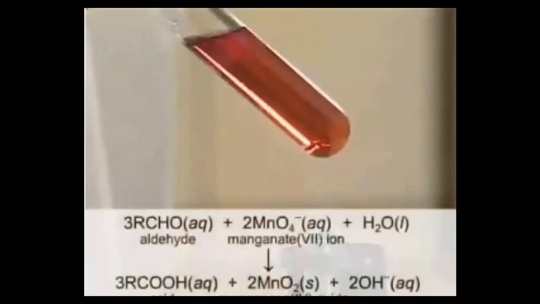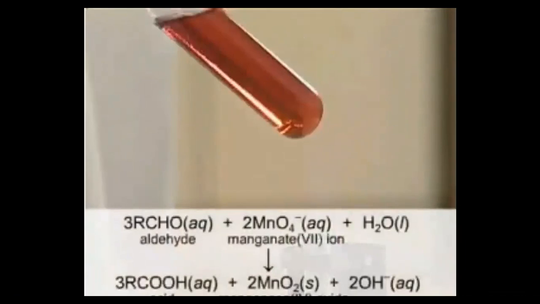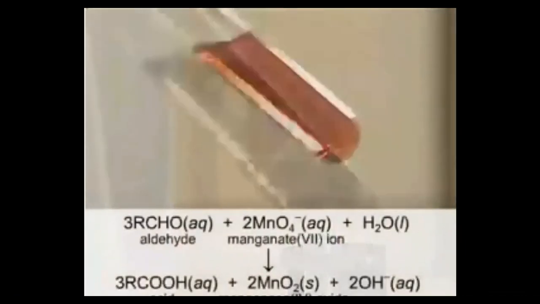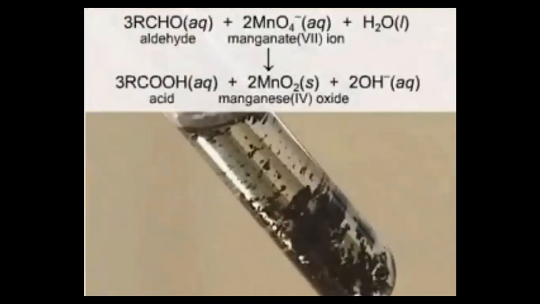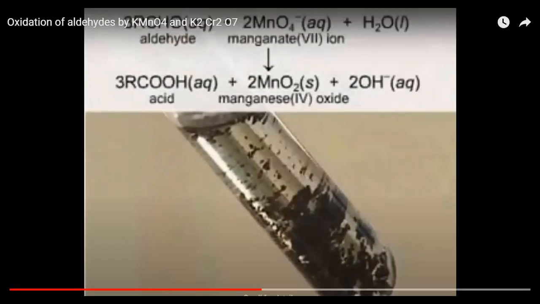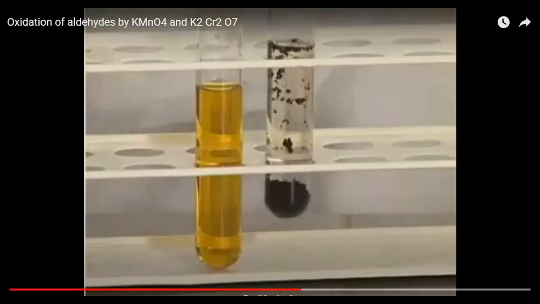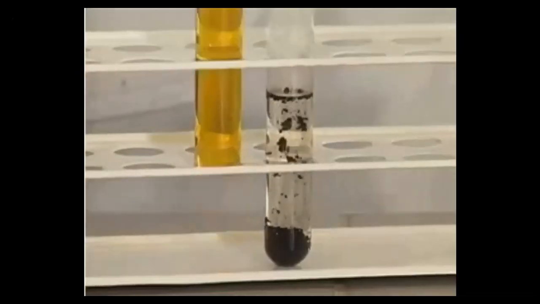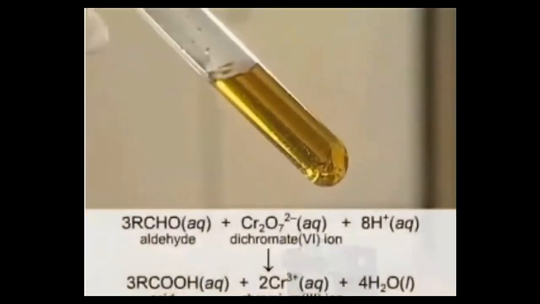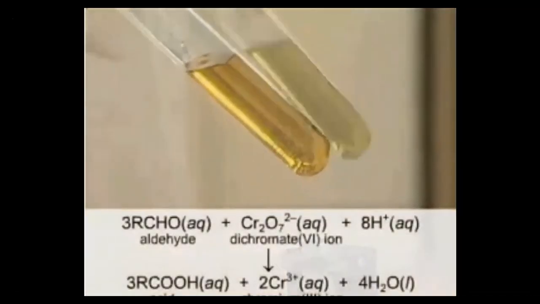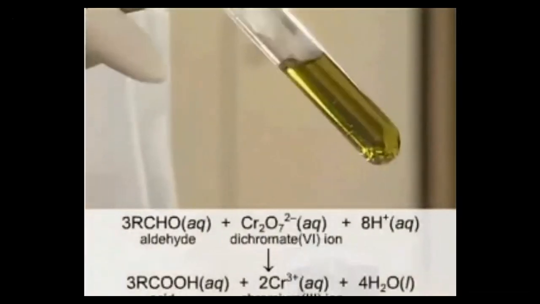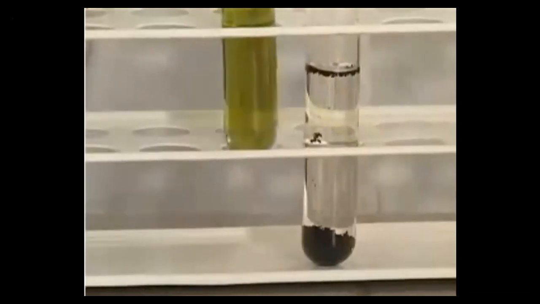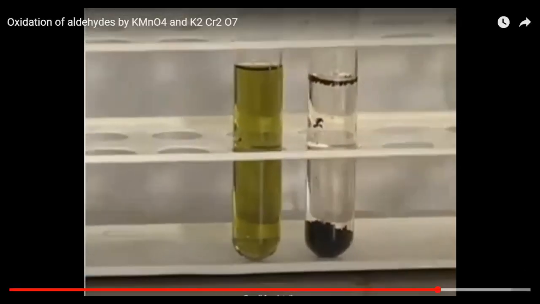Aldehydes are oxidized by potassium manganate 7 to the corresponding acids. As the reaction proceeds, the purple color of manganate 7 ions fades away and a dark brown precipitate of manganese 4 oxide is formed. Aldehydes are also oxidized by potassium dichromate 6 in acidic solution. The orange color of the dichromate 6 ions changes to green, which is characteristic of chromium 3 ions.